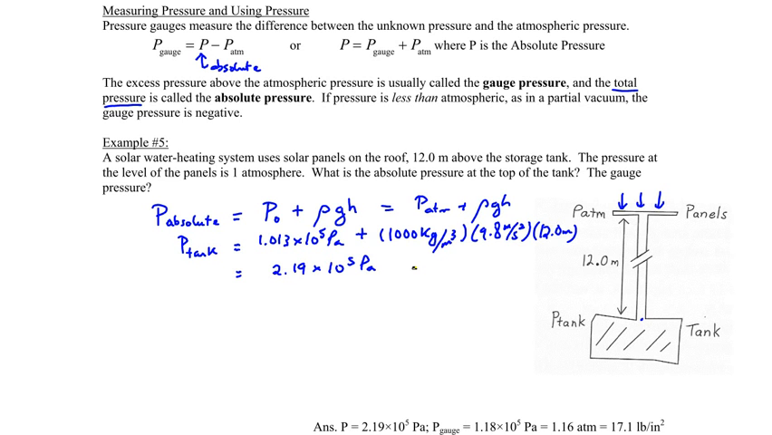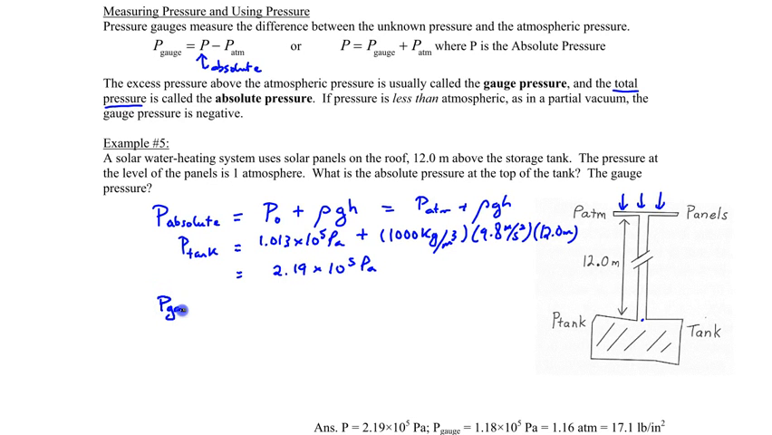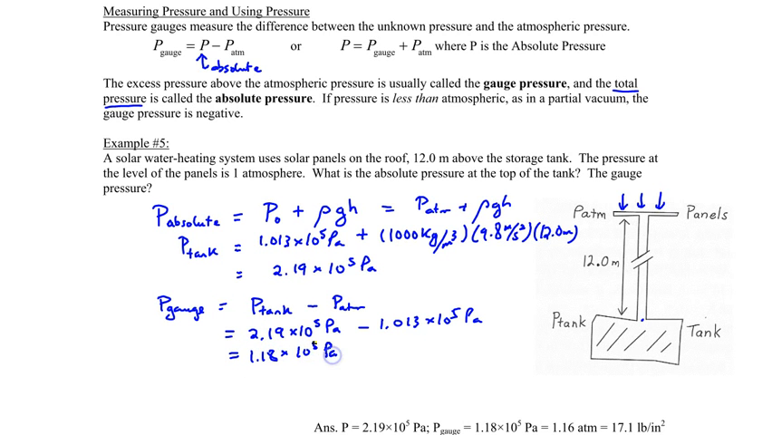This represents the total pressure, or the absolute pressure. So now, the gauge pressure is the amount that the pressure in the tank, or absolute pressure, exceeds the atmospheric pressure. So it's really that pressure in the tank that we just determined minus the atmospheric pressure. So that's 2.19 times 10 to the power of 5 pascals minus the 1.013 times 10 to the power of 5 pascals. And this gives you a pressure of about 1.18 times 10 to the power of 5 pascals.